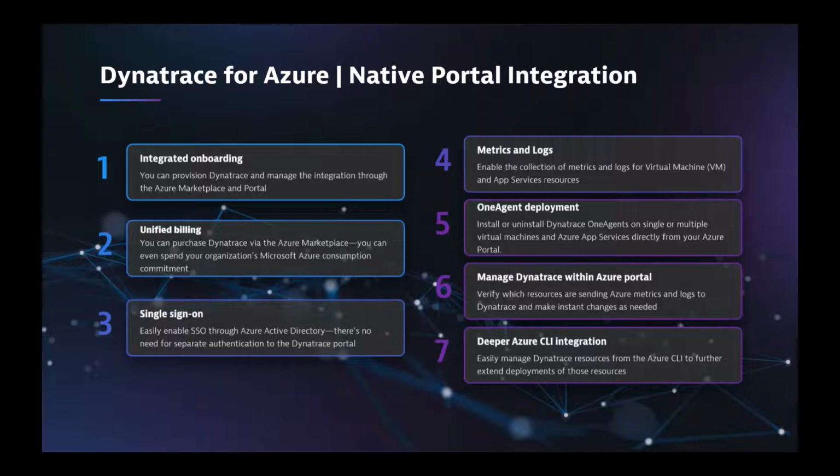You also have quick and very seamless enablement capability for metrics and logs for Azure VMs and Azure App Services resources. You can also see at a glance which resources are emitting their logs and metrics to Dynatrace and make instant changes to them via Azure tags. You can leverage one-click install of our OneAgent to single or multiple Azure resources from your Azure portal. Lastly, you can easily manage Dynatrace resources from the Azure CLI to further extend your deployment of your Azure resources.